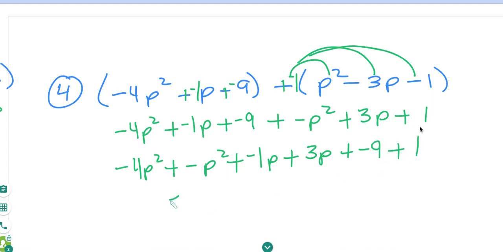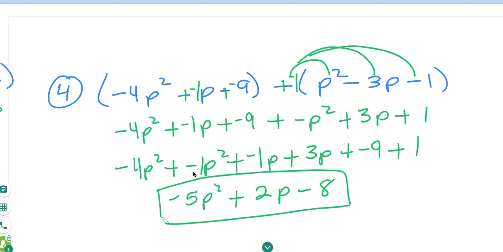So I have negative 4p squared plus another negative 1p squared is going to give me negative 5p squared plus 2p minus 8. And that is my trinomial answer. And now you know how to add and subtract polynomials.